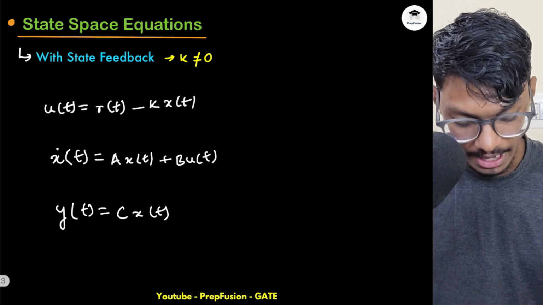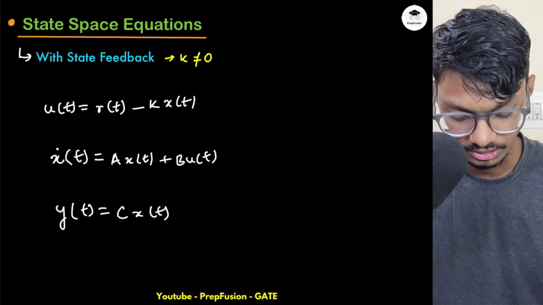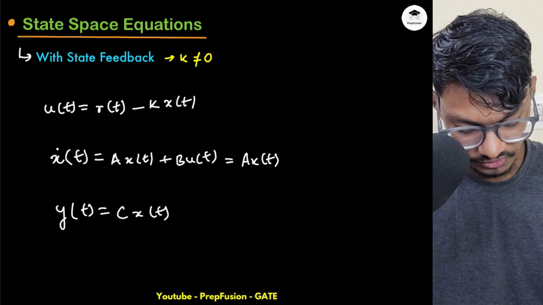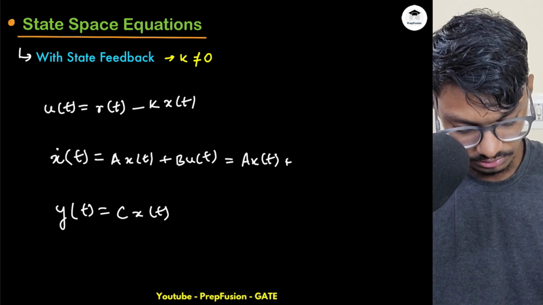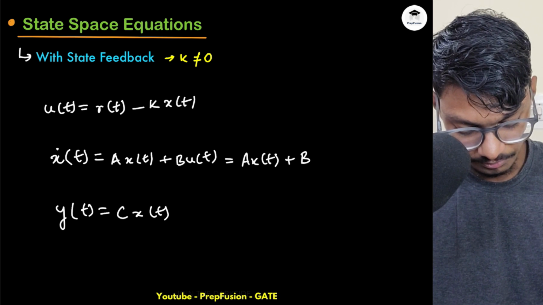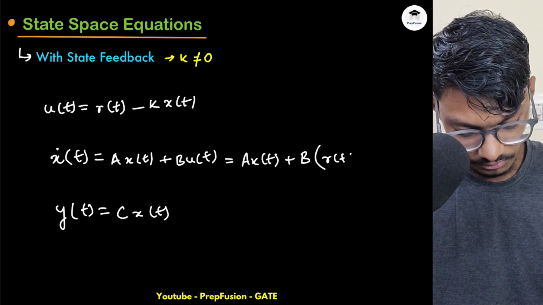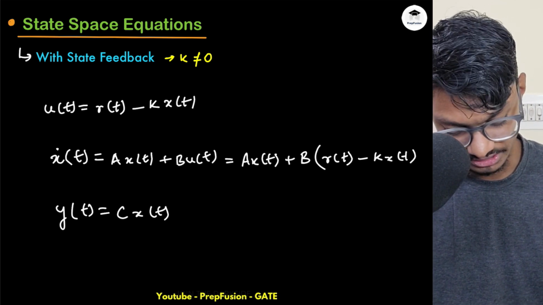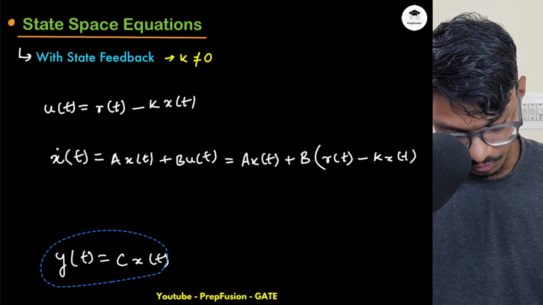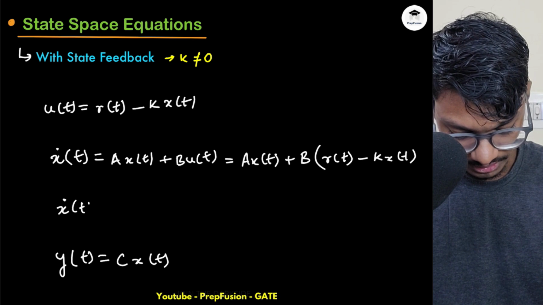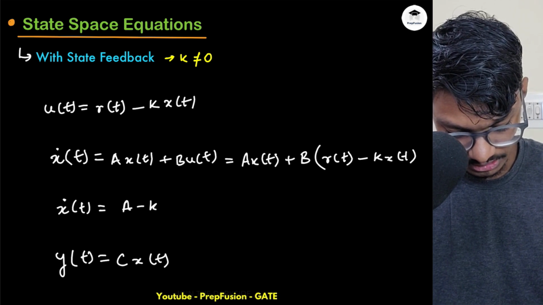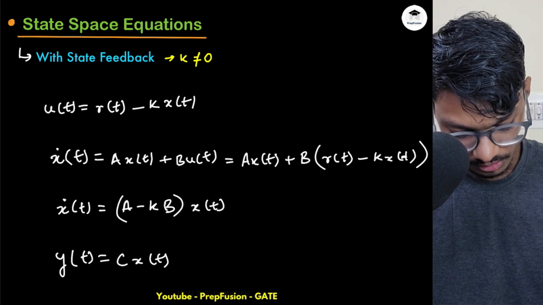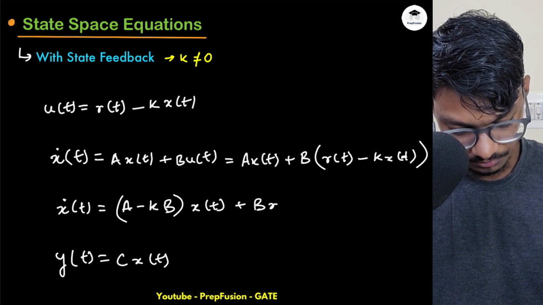Now in this case, u of t is equal to r of t minus k x of t. So this will become a x of t plus b times r of t minus k x of t. u of t is this, right? So basically what does my state space equation become? This x dot of t, I can write like this: it will be a minus k times b, since b is also there, k times b, x of t plus b r of t.